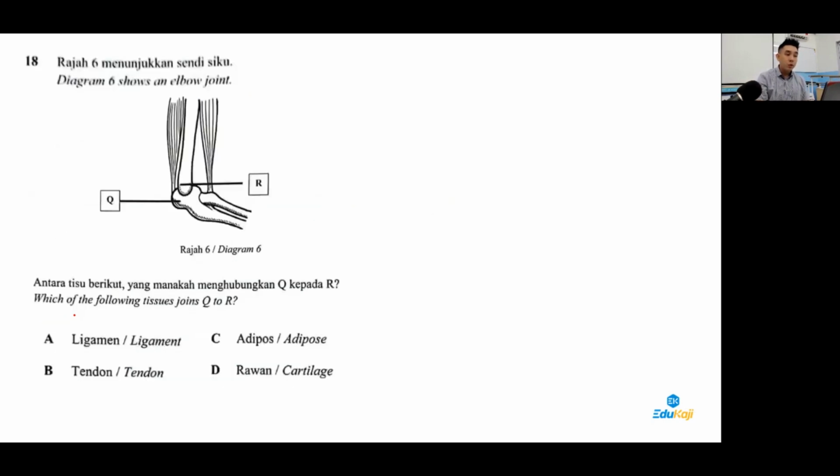Now 18 here, what joins Q to R? Bone to bone, ligament. Guys, please take note, because students always confuse ligament with tendon. Tendon is muscle to bone. Tendon is muscle to bone.